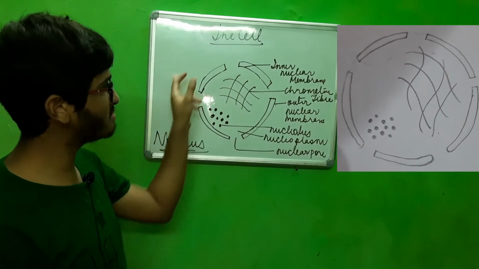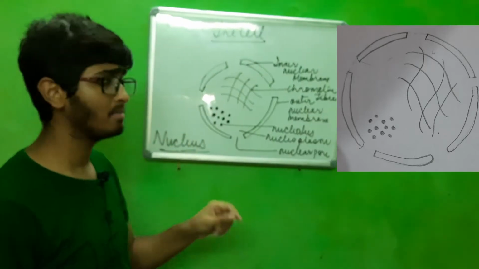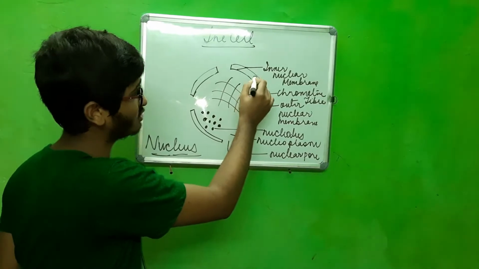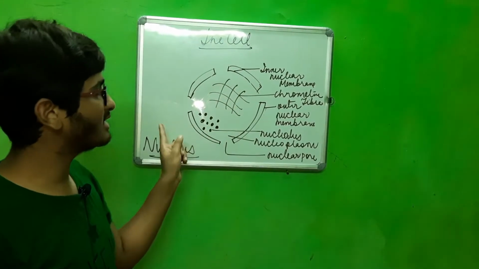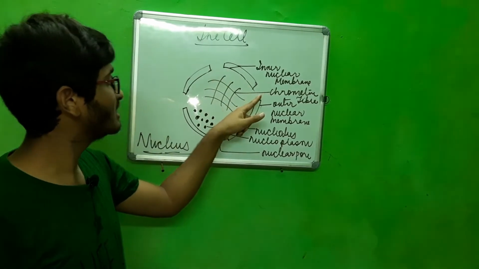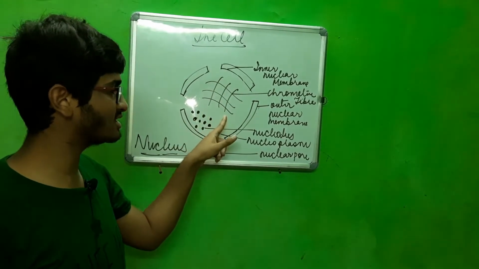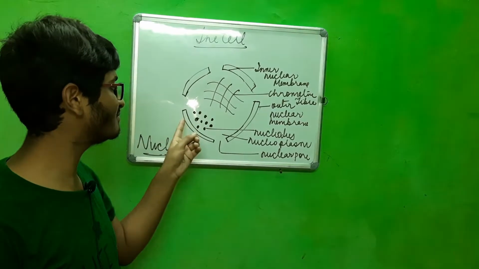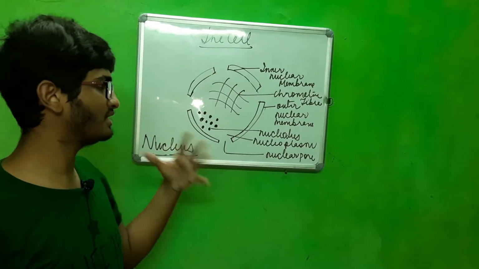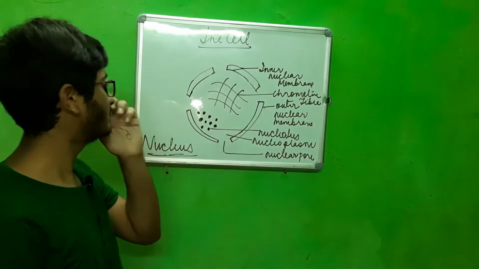You will have a membrane surrounding the nucleus, but that membrane should be a double membrane. That means two layers would be there. That membrane should not be continuous. That means we'll have pores in between. There would be some thread-like structures inside and some granulated structure. Now we'll study in depth about the nucleus.